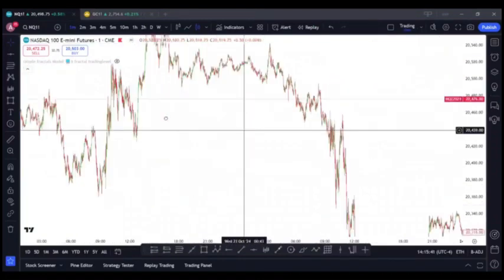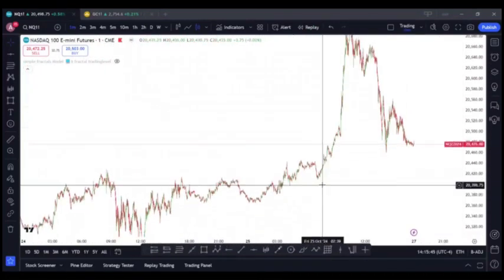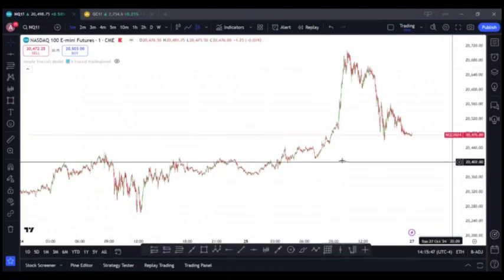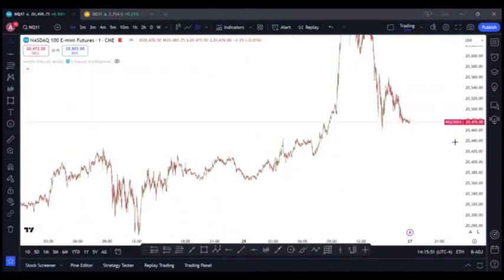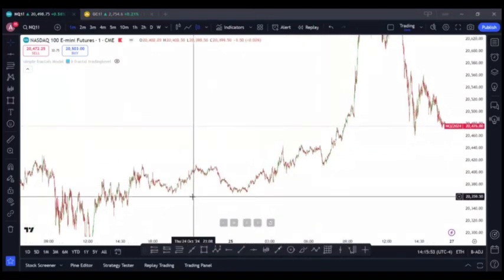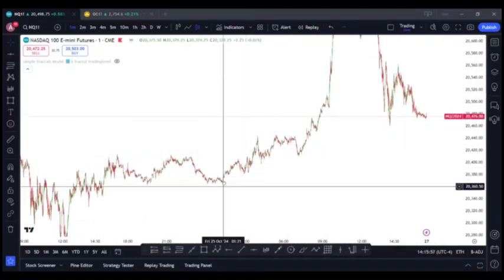So we have another trade yesterday on NQ also. It was a long position from here. Okay, this area.